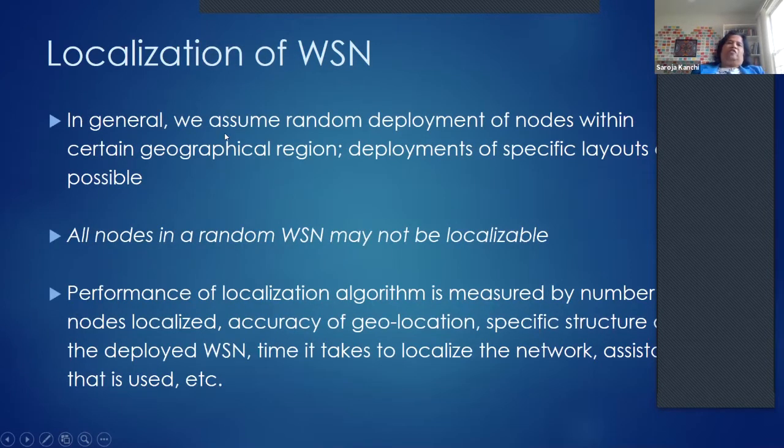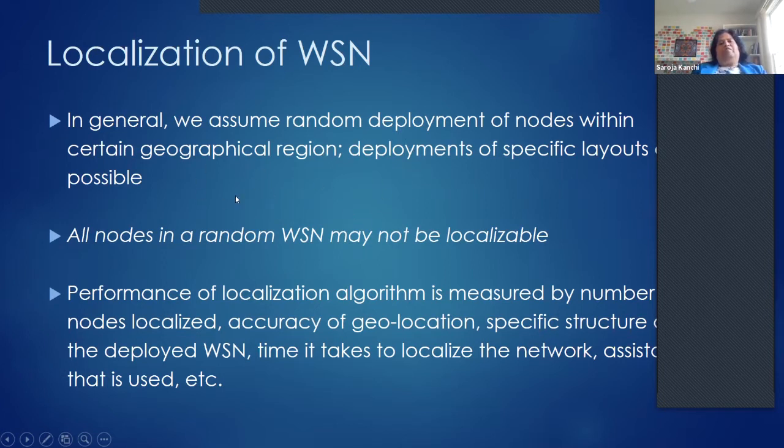As I said, in general, we would like to assume that the networks are randomly deployed and not deployed according to some global rigidity property. But we would still like to use global rigidity, probably for a subgraph of the graph, so that we can get started with the localization of the sensor nodes.